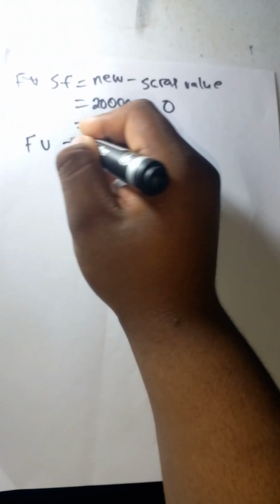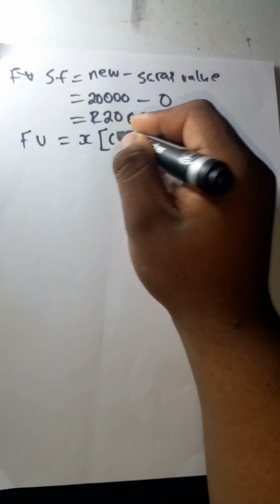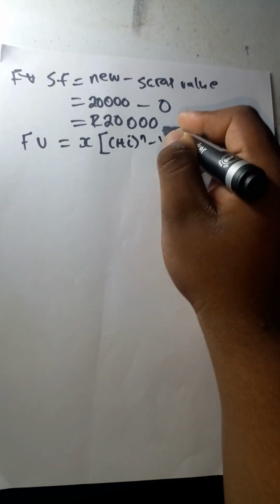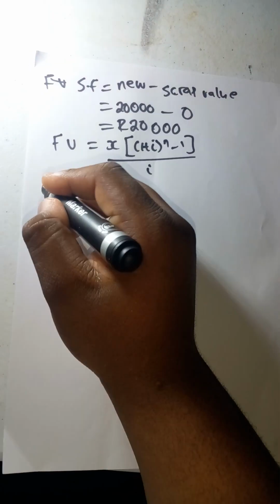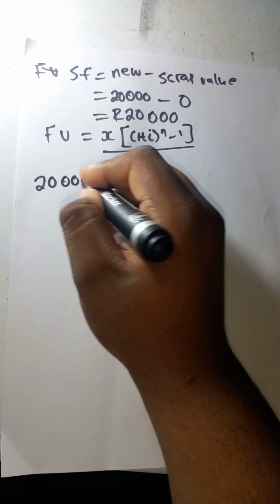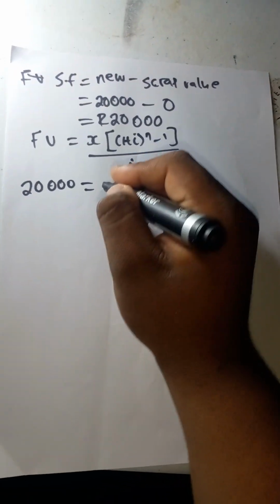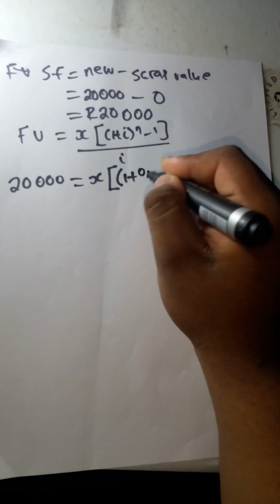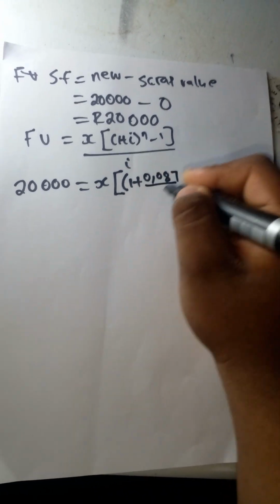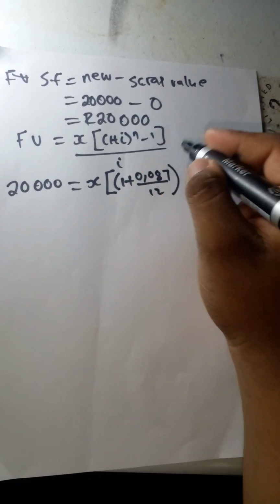So let's go. Future value is equal to x times (1 plus i to the power of n minus 1) over i. The amount that he must have in the future is 20,000. The value of x is the monthly installment, which is the one that they want. What was the interest rate there? 8.7. So we have 0.087 over 12, to the power of what? They said 5 years. So it is 5 times 12.